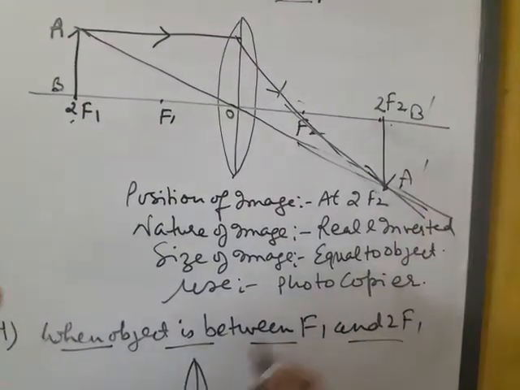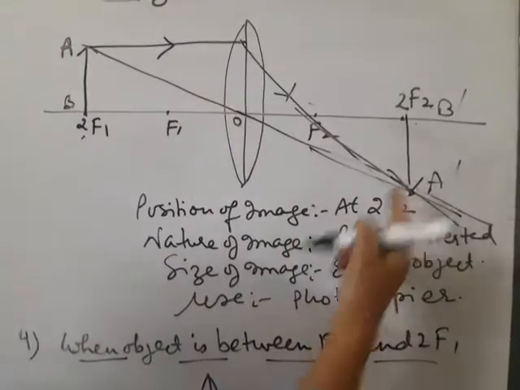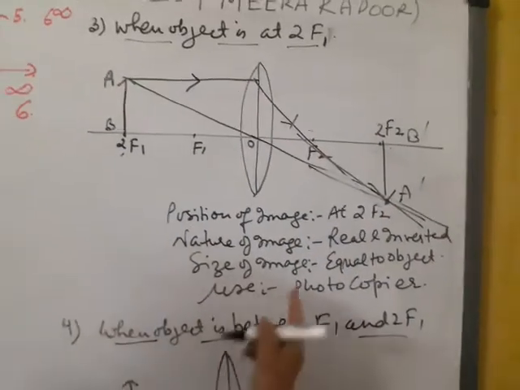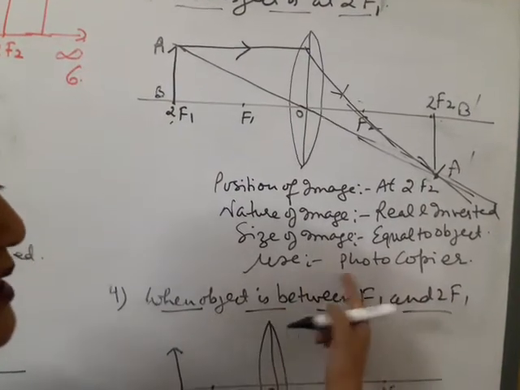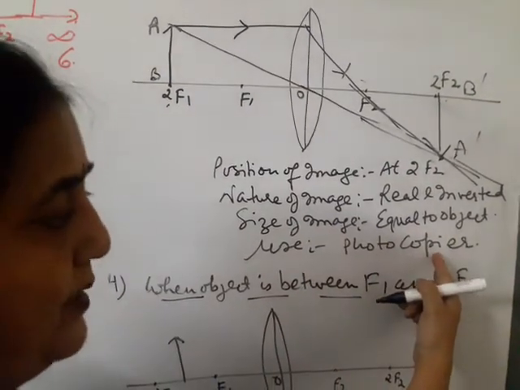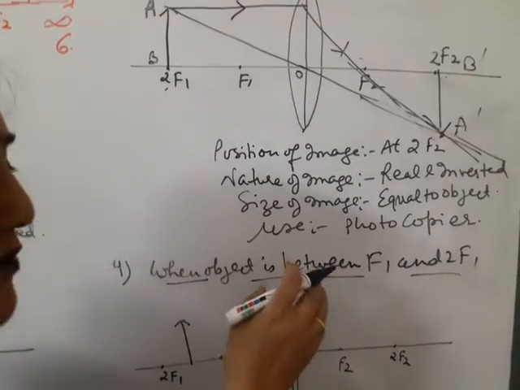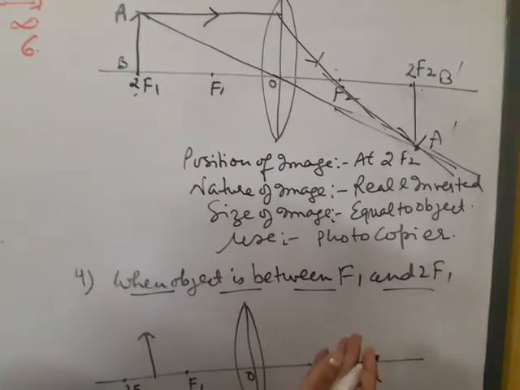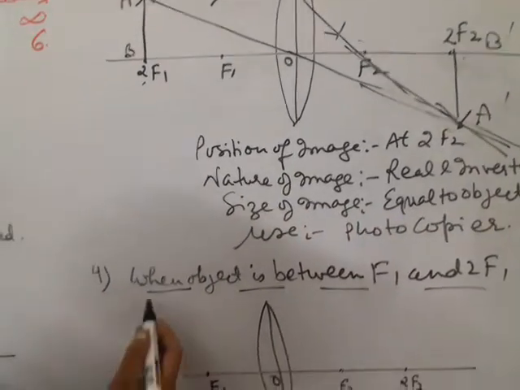B dash A dash. Real and inverted image is formed below 2F2, and it is equal to the size of object. It is used in photocopier. You might have seen the machines which copy the picture. So same size image is formed.